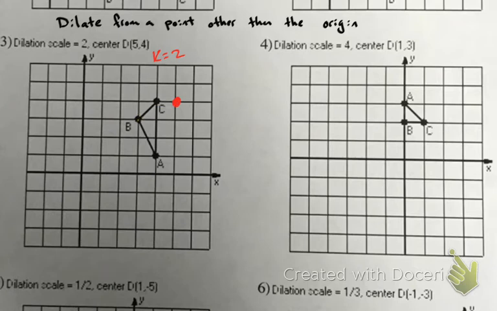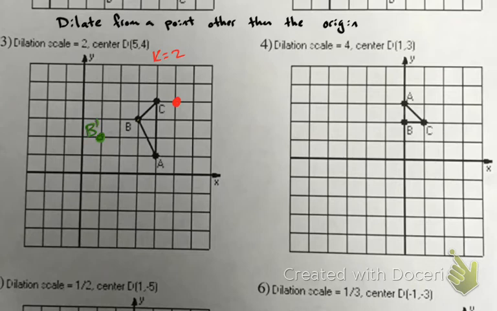Okay? Now, if my scale factor was 3, I would do 1, 2, 3, and this would be my new point right here. But because it's only 2, we go 1, 2. So B prime is right there. Let me make it a darker green, to make it easier to see.